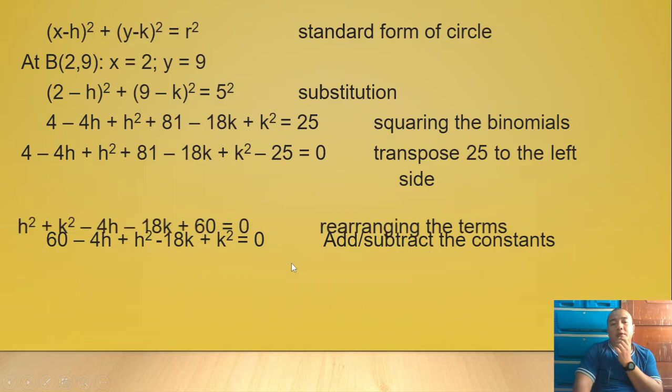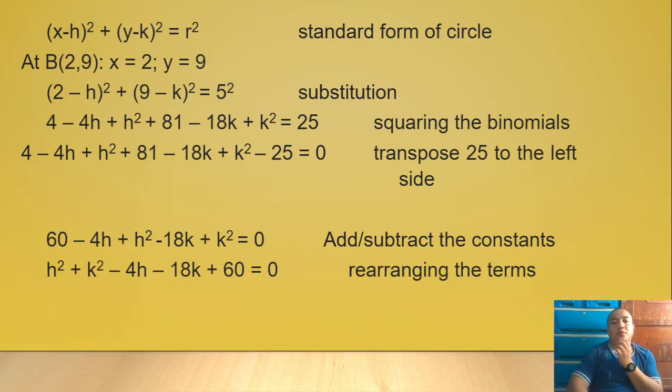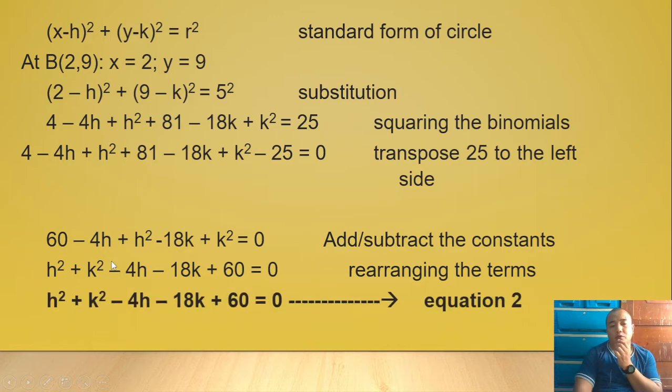Then after that, rearrange the terms. Start with h squared, to be followed by k squared, minus 4h minus 18k plus 60 equals 0. This is now our equation 2. So we've already solved equation 1 and equation 2. What's next?